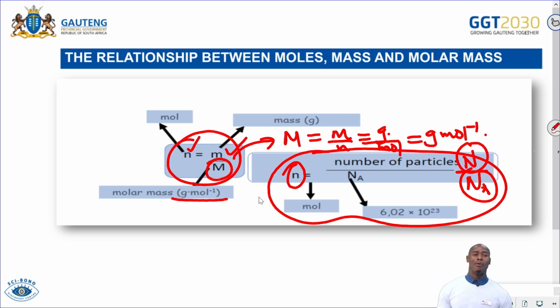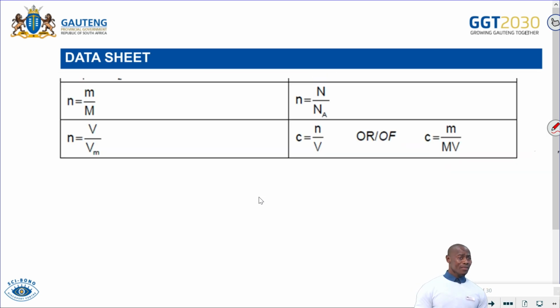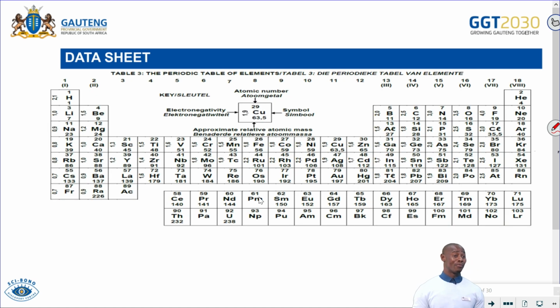So how do we calculate the molar mass, given the molecular formula? Maybe before we do that, the equations again. There's no need for you to memorize them, all right? They are there on your data sheet. And again, there's no need to memorize the whole periodic table. It is there on your data sheet, right?